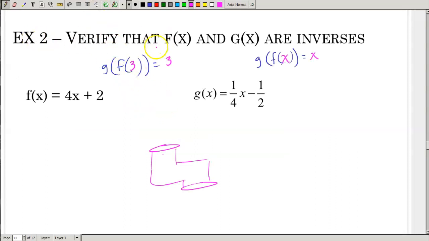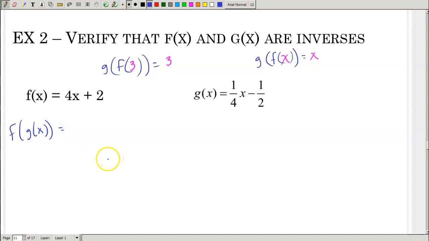So when you get problems like this that say verify that f of x and g of x are inverses, if we're going to do it mathematically, using that definition, we would go like this. We would say, well, let's check out what f of g of x is. What that means is I'm going to take g of x, right? G of x is this right here, 1/4 x minus 1/2. And I'm going to plug it into f of x.